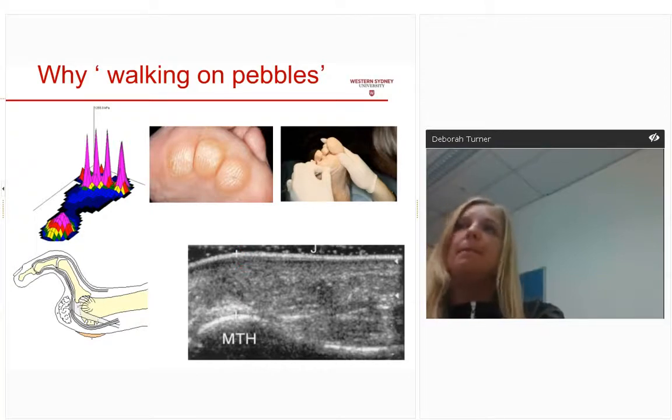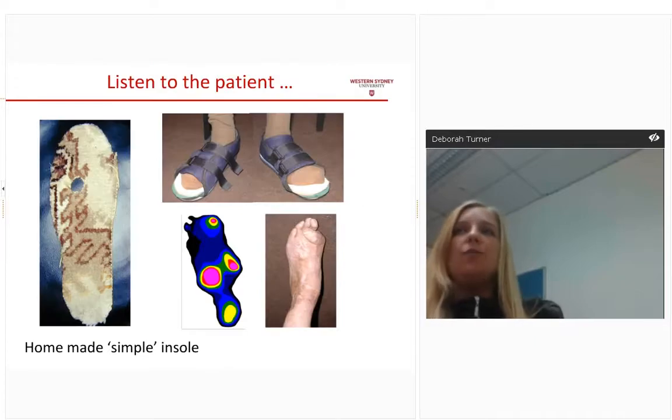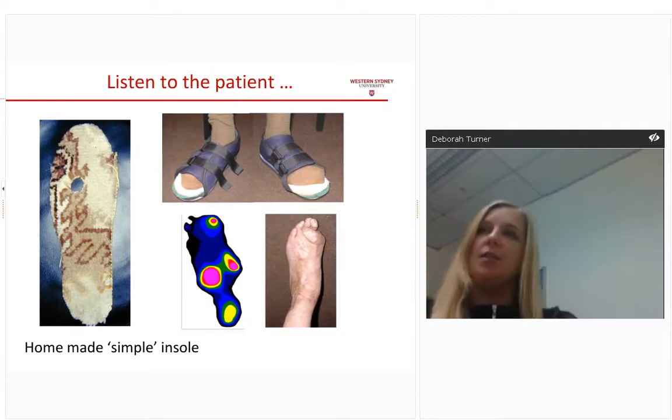And this is the typical slide where we can see a significant reduction in the integrity and the quality and the thickness of the soft tissue here. And I think it's really important when we're considering the management aspects to actually listen to the patients in terms of the sensations that they're complaining of.